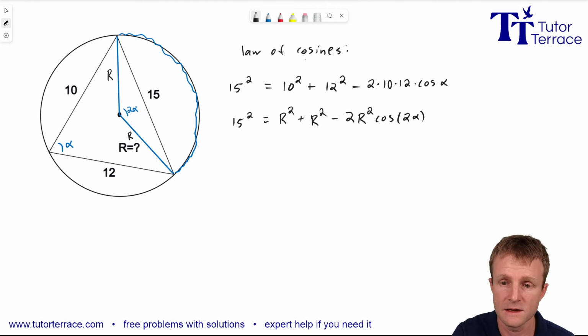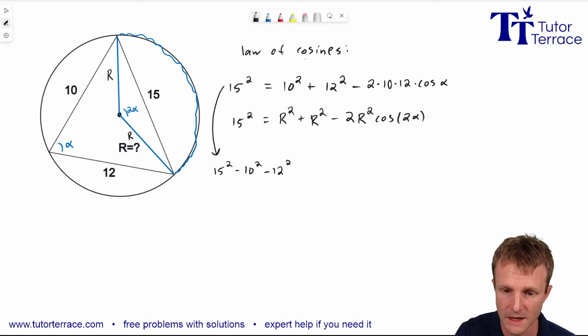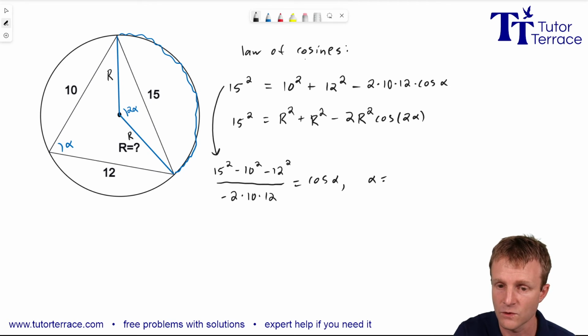And it looks to me like the easiest way to get r, which is what we're asked for, is going to be first to solve the top one to get alpha. So from this one, we have 15 squared minus 10 squared minus 12 squared, divided by minus 2 times 10 times 12, is equal to cosine alpha. So alpha is just the arc cosine of this stuff in here, and if you work it out and plug it into your calculator, it comes out to about 1.5 radians.